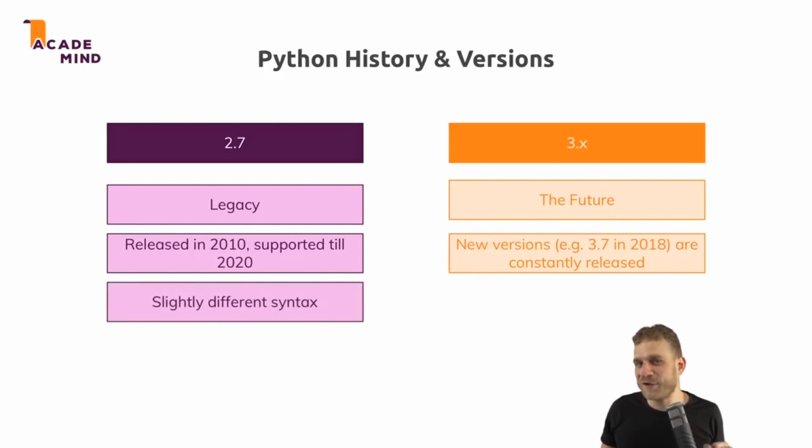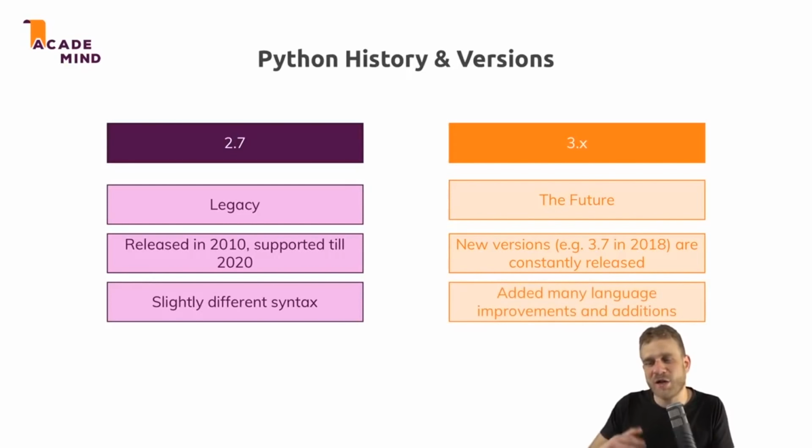2.7 has a slightly different syntax. Mostly it's the same, but there are some differences because 3.x added a lot of improvements and additions to the language, made it better, brought some things in line which previously behaved a bit differently and strange, so it really added a lot to the language.